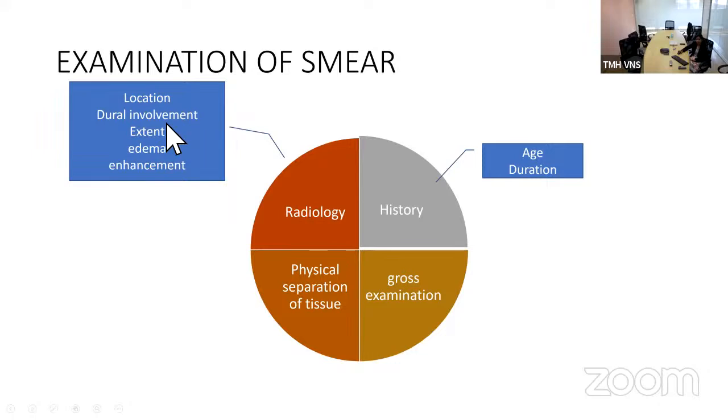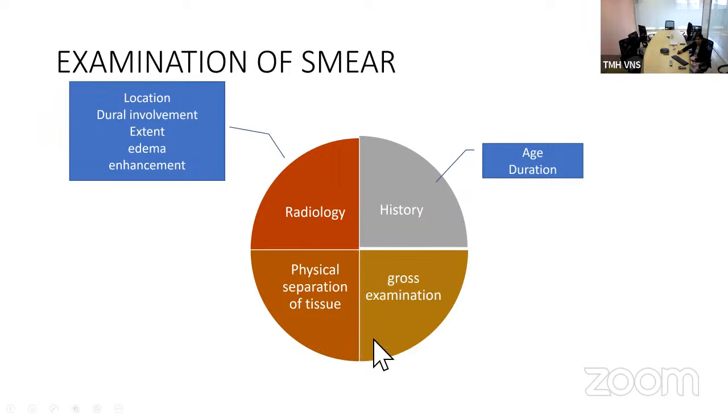So from radiology, we can get the location, whether it is intraaxial or extraaxial, dural involvement is there or not, because the dura-based tumors like meningiomas and the PXAs can also show dural attachment. Then the extent of the tumor, edema, enhancement, because in glial lesions, the enhancing glial lesions are most likely to be high-grade gliomas. Next is the gross examination.